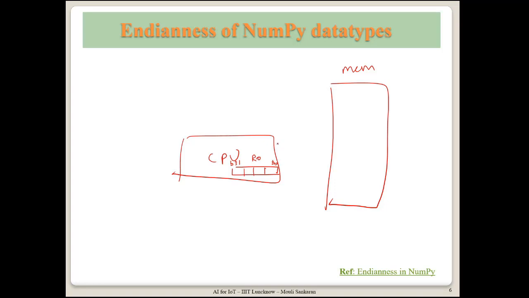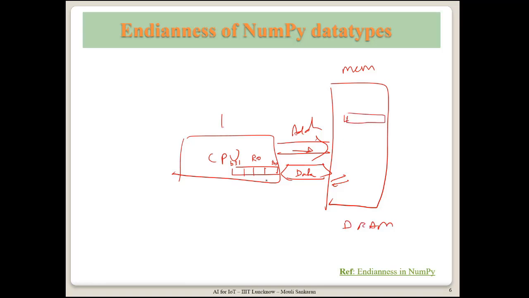Now it has an address bus, and the data bus is always shown as bidirectional. The address is always one direction, because the CPU is putting the address onto the memory and then trying to read from the memory or write into the memory. Now endianness comes into play when a CPU is working with a DRAM. This is a DRAM, and the CPU is trying to write the values into the memory.